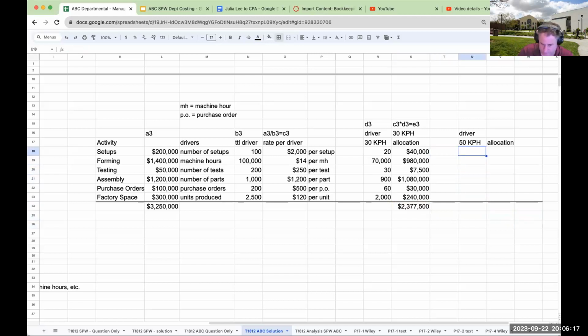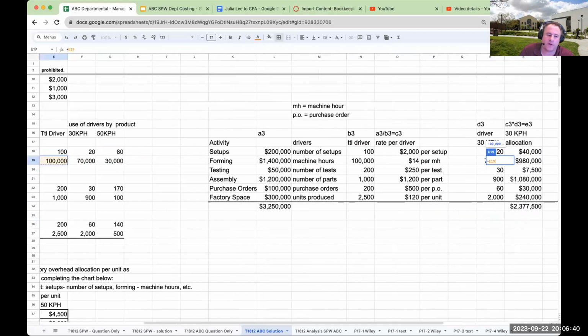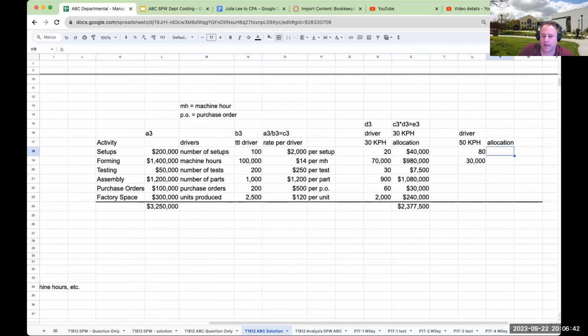So for the 50 kph, my driver for the setups is going to be 80, right? Just another way to quick check our work. Driver here is total is 100. That's what I'm using over here to get to my total amount per setup. But when I'm going through and allocating it out, the 20 plus the 80 has to equal 100. Over here, I have 30,000 machine hours for the 50 kph. So my allocation is going to be my rate per driver times this over here.